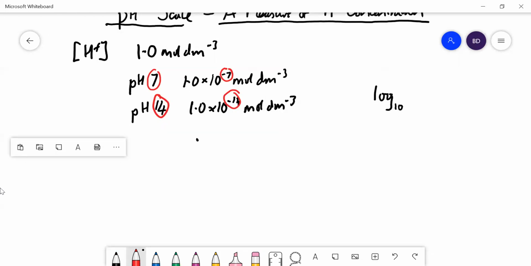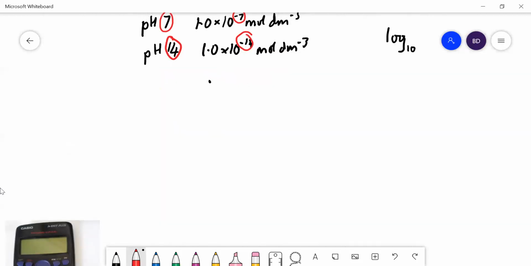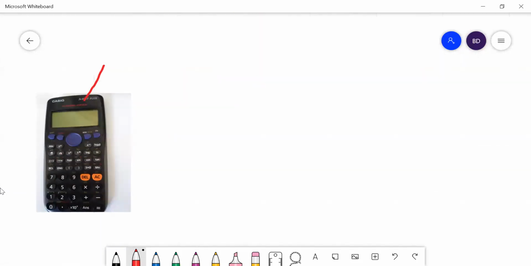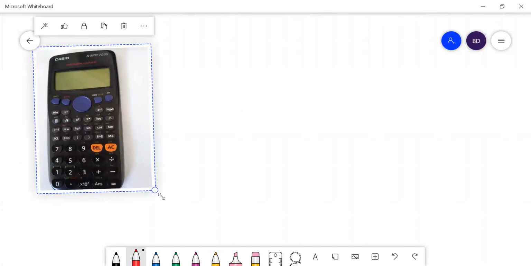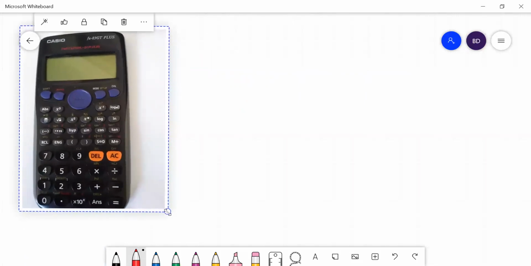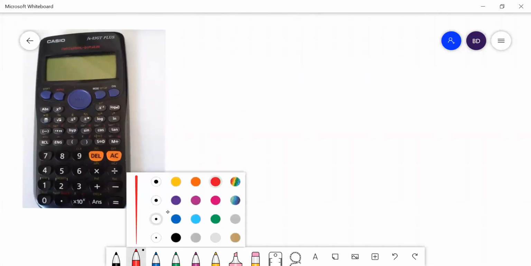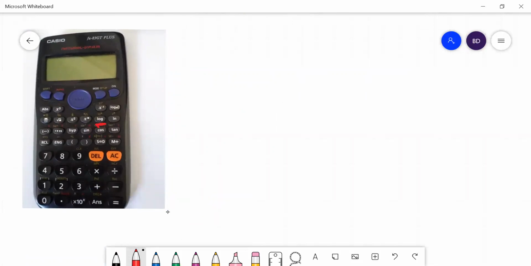Right, so what you want is your calculator. I've got a picture of my calculator there. You've probably got one similar, and the button we want is this one here, the log button. Really, that should be written log to the base 10, but most people just leave it as log.